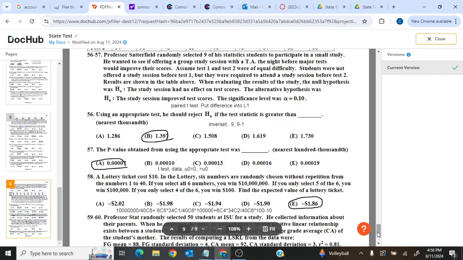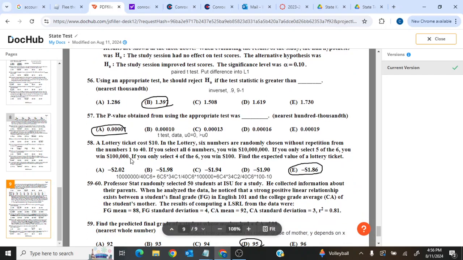58. A lottery ticket costs $10. In the lottery, 6 numbers are randomly selected without repetition. If you select all 6 numbers, you win 10 million. If you select 5 of 6 numbers, you win 100,000. And if you select 4 of 6, you get 100. What is the expected value of a lottery ticket?